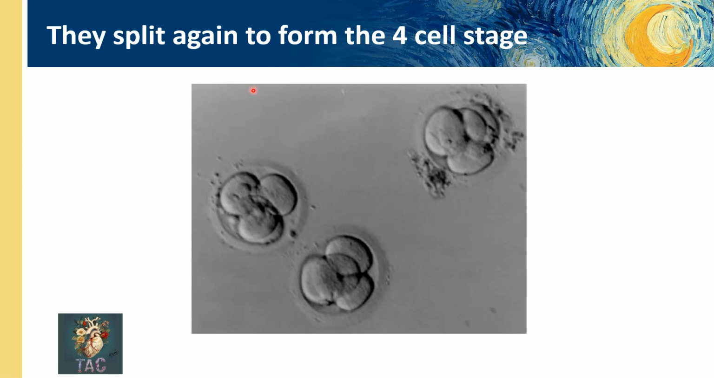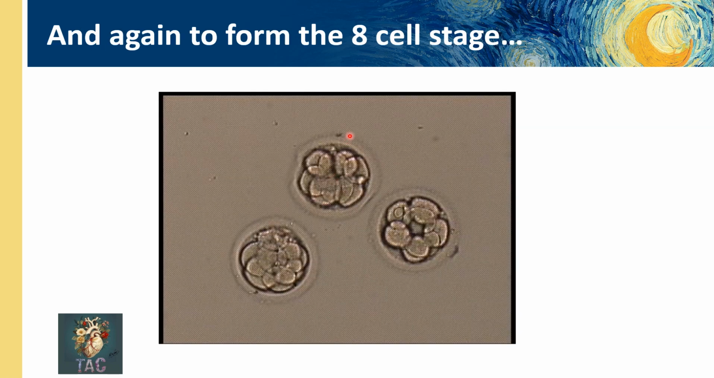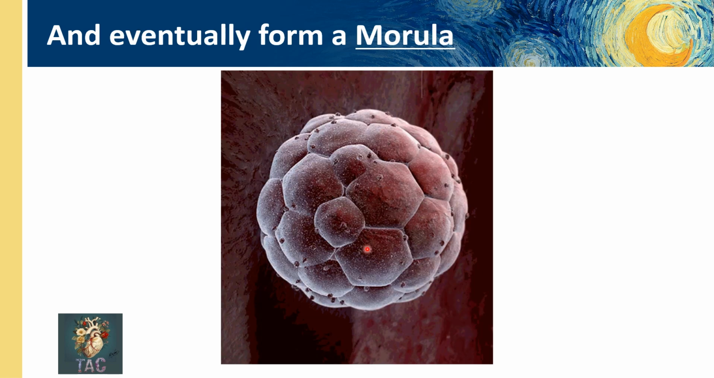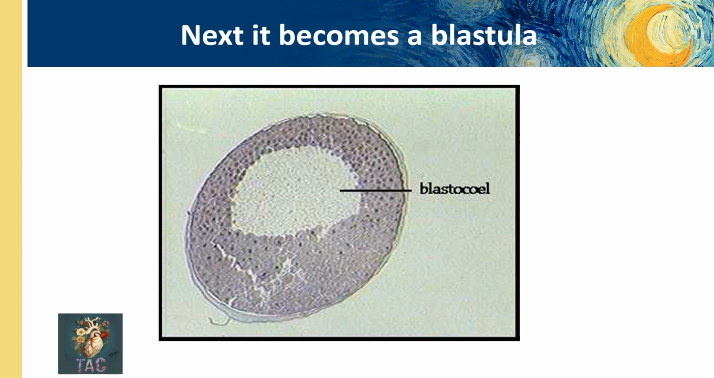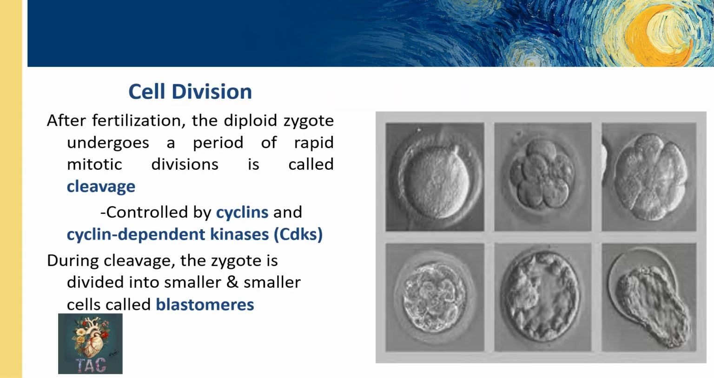Then they split to form the 4-cell stage embryo. After the 4-cell stage they form the 8-cell stage embryo, and then eventually the morula forms. And after this morula, a small amount of fluid enters into the inner cell mass where it forms the blastocele, and the embryo is now given the name of either the blastula or the blastocyst.